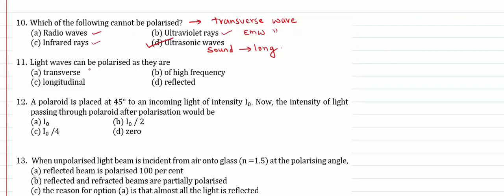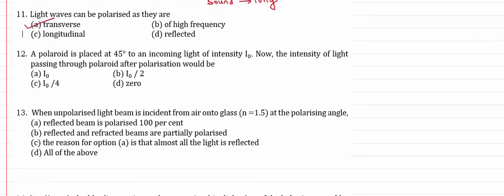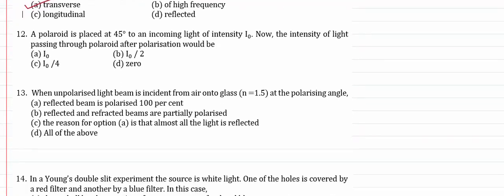Next, light waves can be polarized as they are. This is what was said above. Which one can we say? Very good, because they are transverse in nature. 12th, a polaroid is placed at 45 degree to an incoming light of intensity I0. Now the intensity of light passing through polaroid after polarization is.